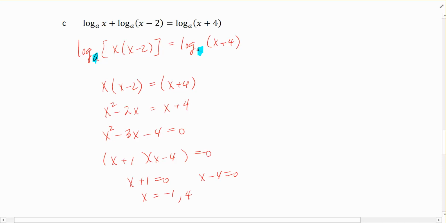So once again, we have to go back and check, do either of these possible solutions not apply because they cause the argument to be negative? And we can see here that negative 1, if I were to substitute negative 1 into that very first log expression, would cause, of course, the argument to be negative. So negative 1 does not count. So the only solution that we have here then is that x is equal to 4.